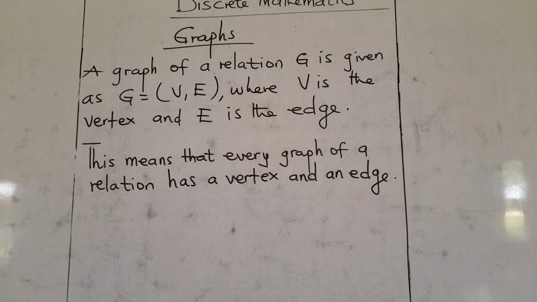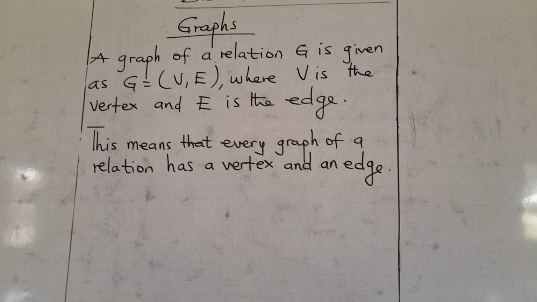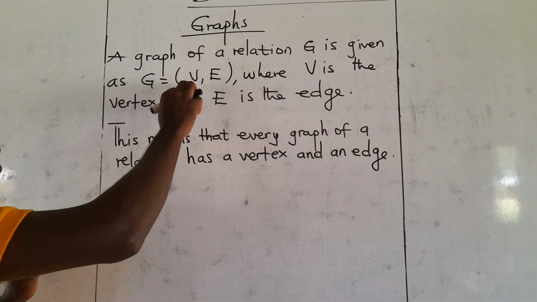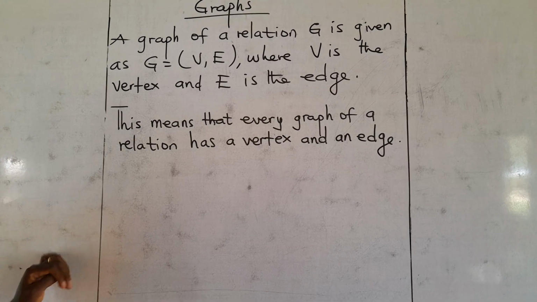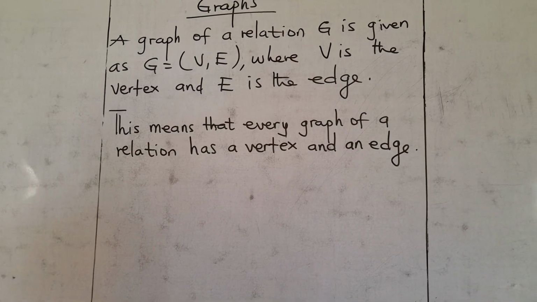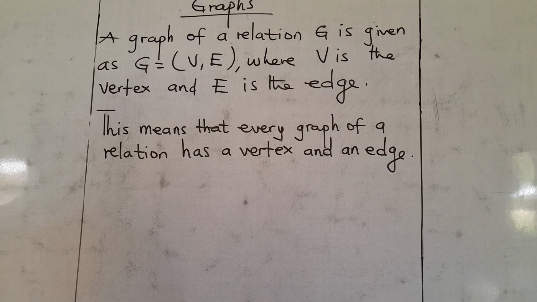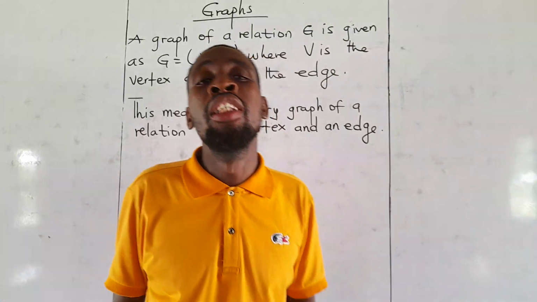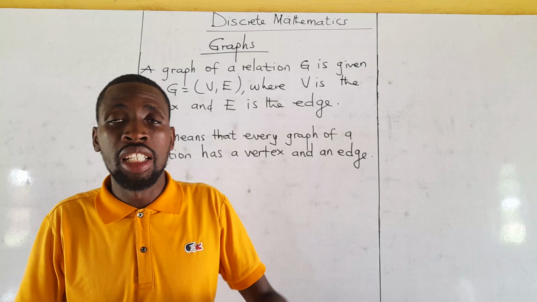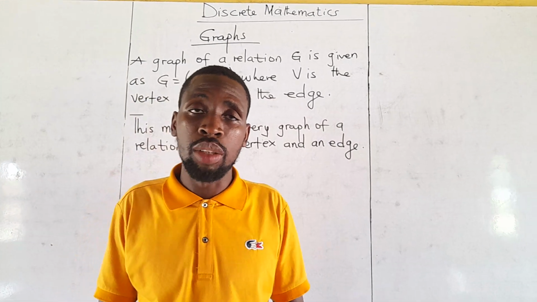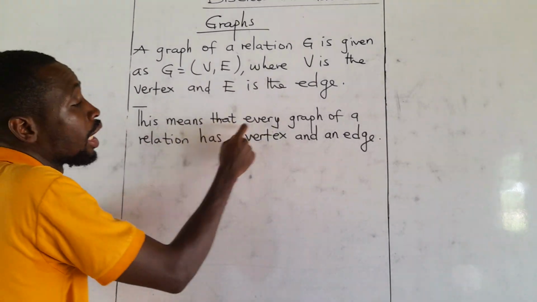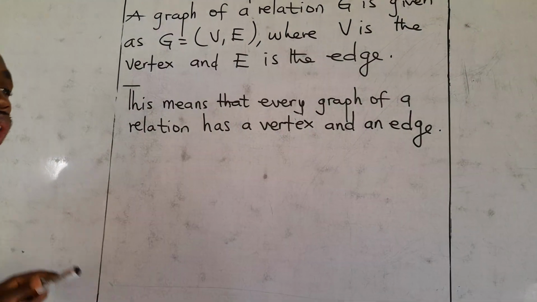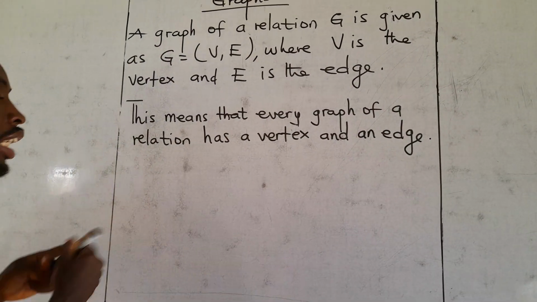When we talk of a graph of a relation G, the graph of the relation G is given as G equals V comma E, where V is the vertex and E is the edge. So this simply means that every graph of a relation has a vertex and an edge. That is very simple. What is the vertex and what is an edge?